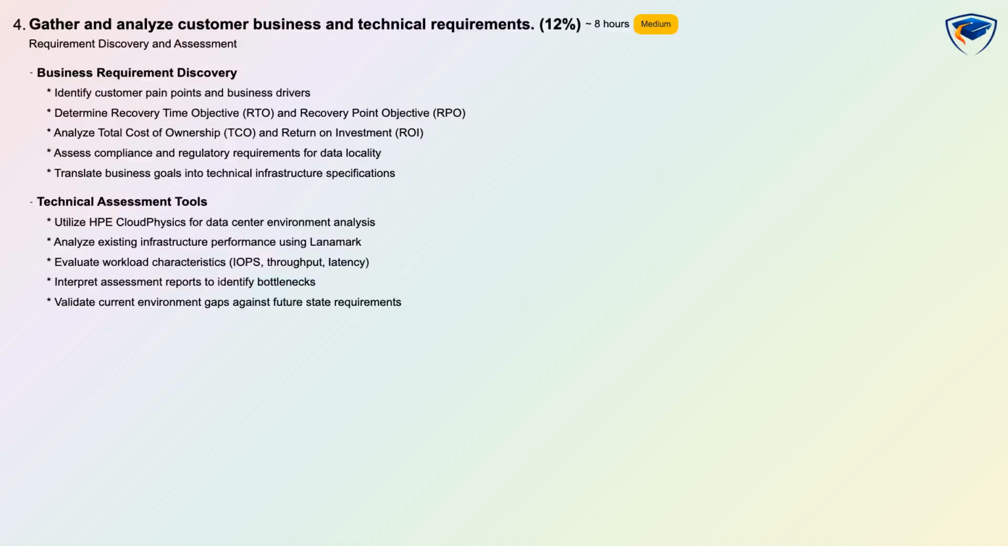Domain 4 is Gather and Analyze Customer Business and Technical Requirements, weighted 12%, focus requirement discovery and assessment, difficulty medium, with estimated learning time 8 hours and assessment type scenario based. You will learn business requirement discovery techniques to identify customer pain points and business drivers and to determine RTO and RPO targets. The syllabus includes cost analysis skills to evaluate TCO and ROI and how to assess compliance and data locality requirements while translating business goals into technical specs.